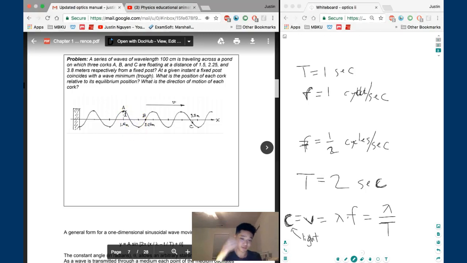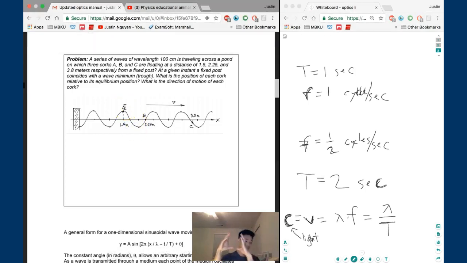Taking that concept, A at this particular moment has a velocity of zero. So the take-home message is that if it's at the top, the crest, or the very bottom of the trough, the instantaneous velocity is zero. Or in other words, the direction of motion is none. There's no motion, so there's no direction.